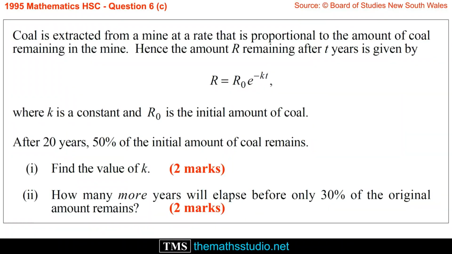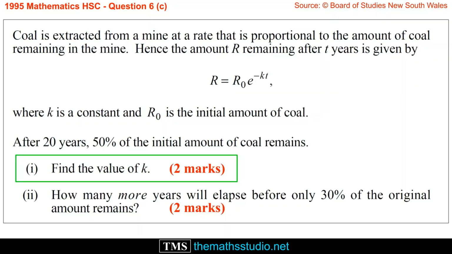Question 6, Part C. Coal is extracted from a mine at a rate that is proportional to the amount of coal remaining in the mine. Hence the amount R remaining after t years is given by R equals R0 times e to the power of negative kt, where k is a constant and R0 is the initial amount of coal. After 20 years, 50% of the initial amount of coal remains. Part 1. Find the value of k.